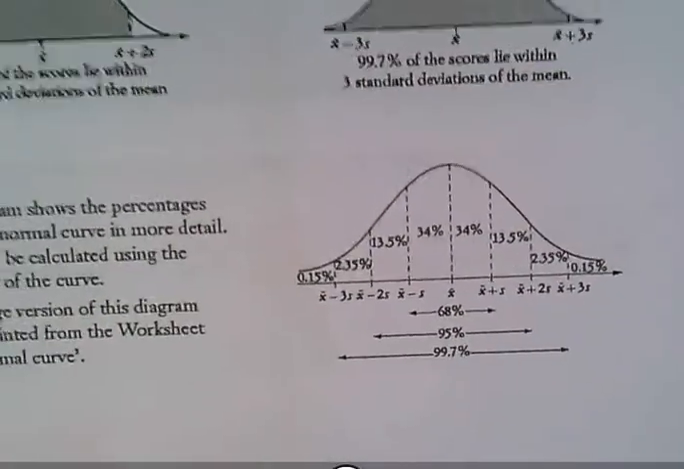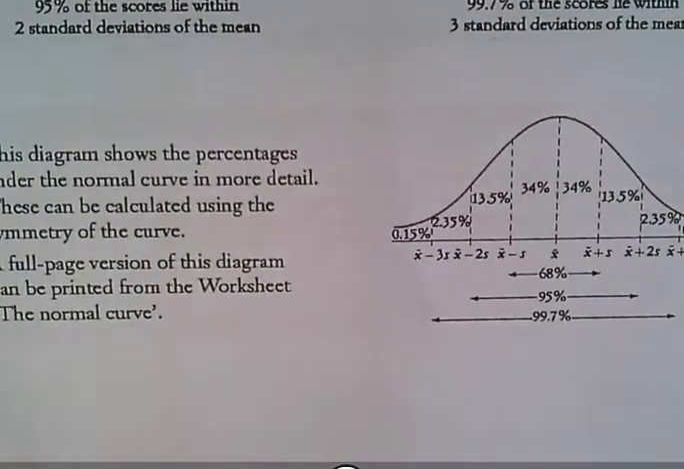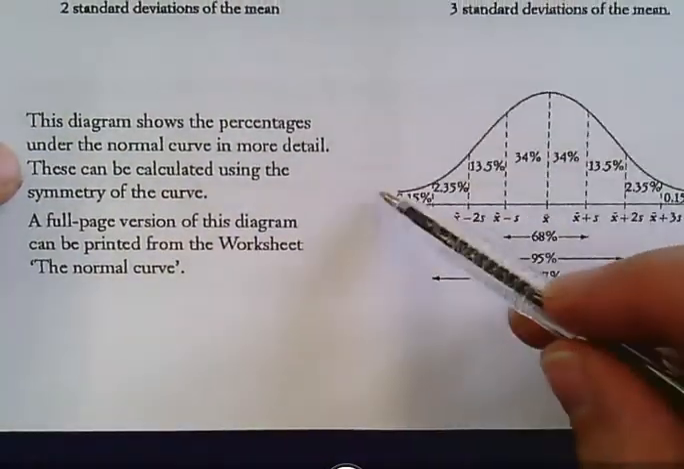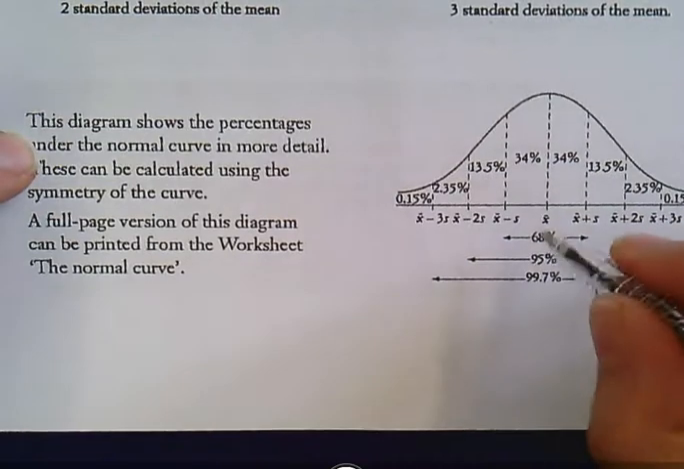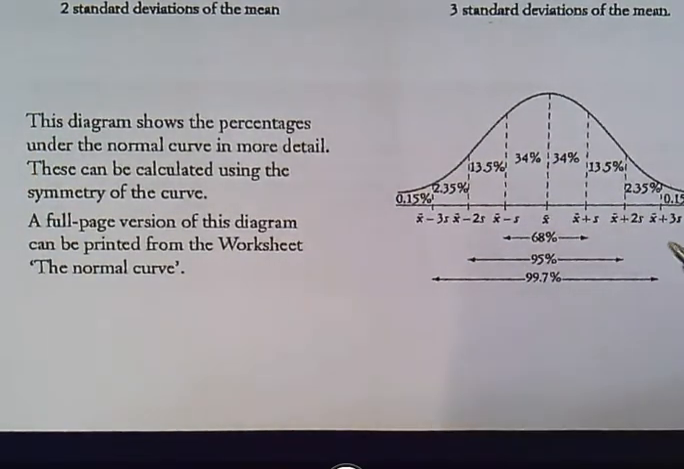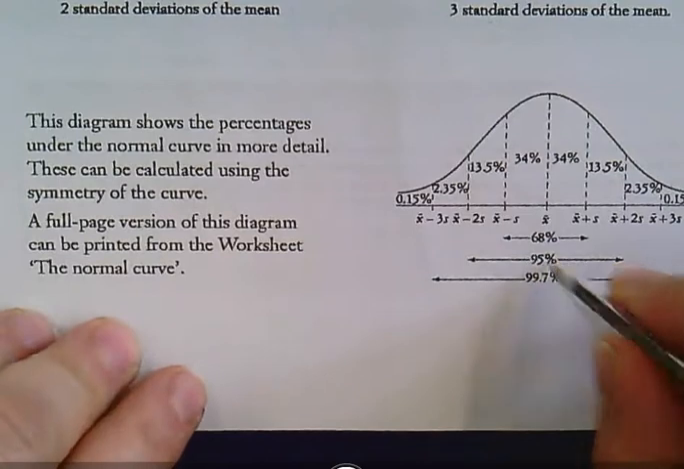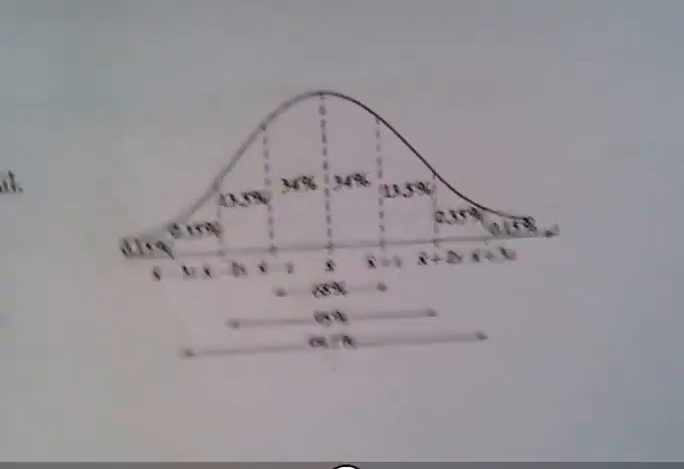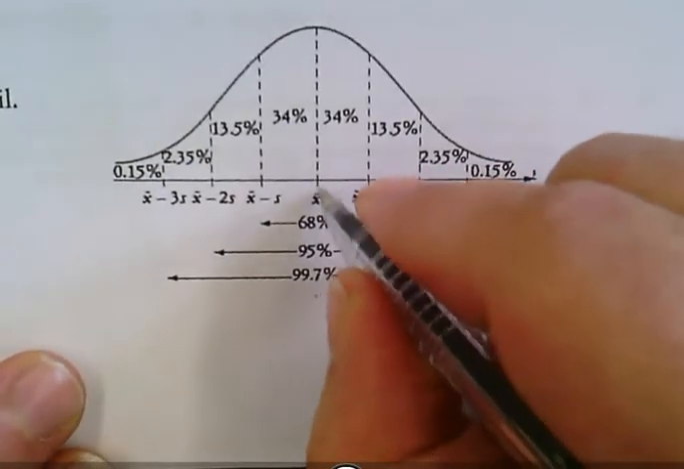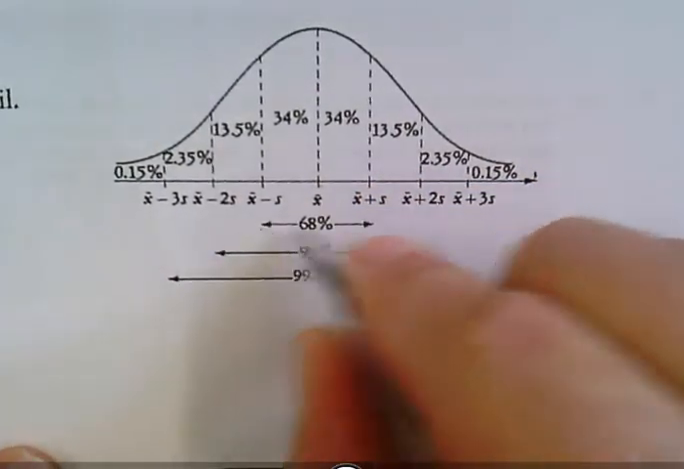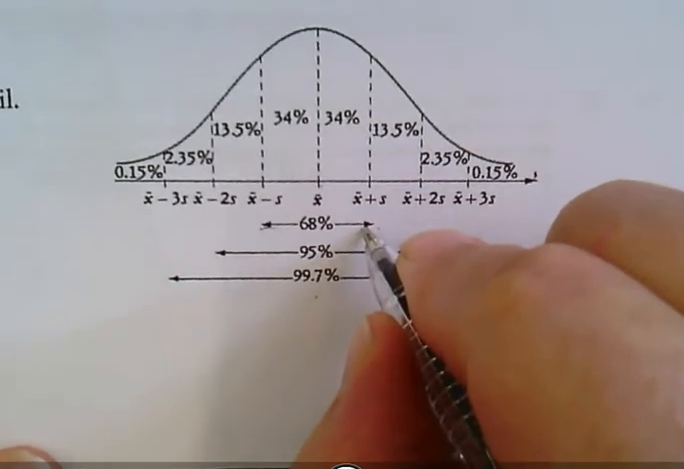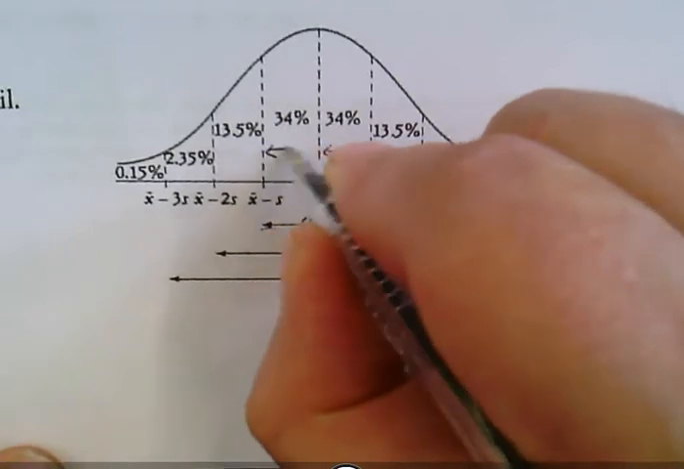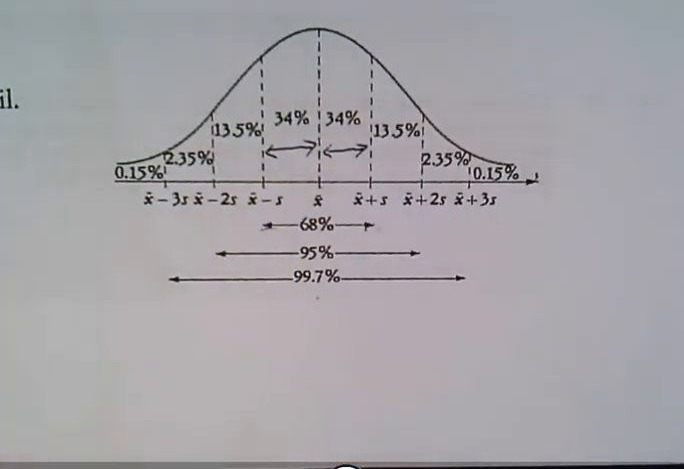Now, you can see this all in one diagram. This diagram here will show the percentages under the normal curve in more detail. You know the three numbers are 68%, 95% and 99.7%. Now let's look at this. Girls, if the mean is the middle, and if I divide 68% in half, what's half of 68? 34. This bit here is 34% and this bit here is 34%. Are we okay with that?